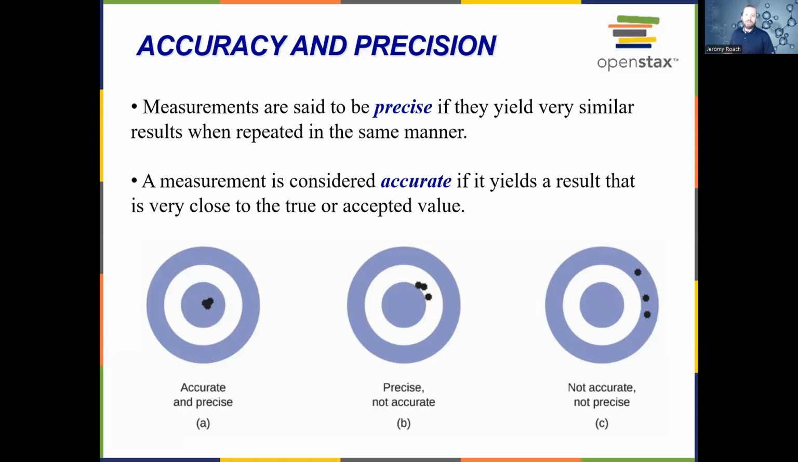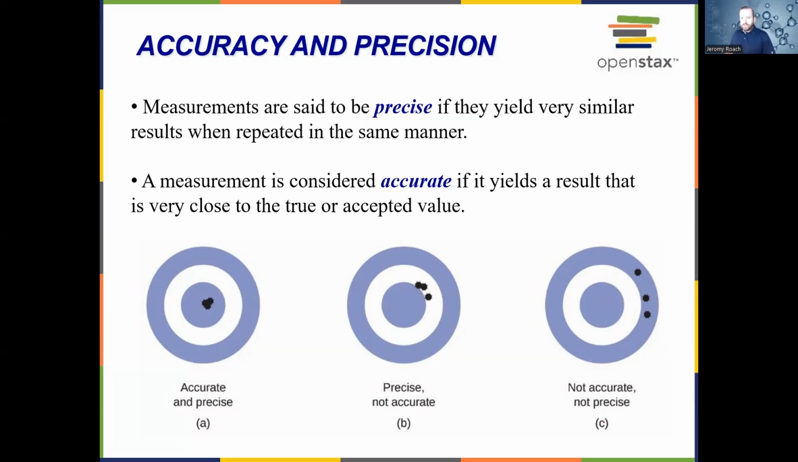Accuracy and precision. Measurements are precise if they yield a similar result when they're repeated in the same manner. And it's accurate if it's very close to, or is, the accepted value.